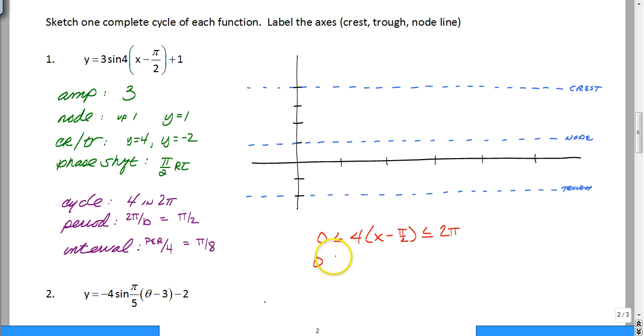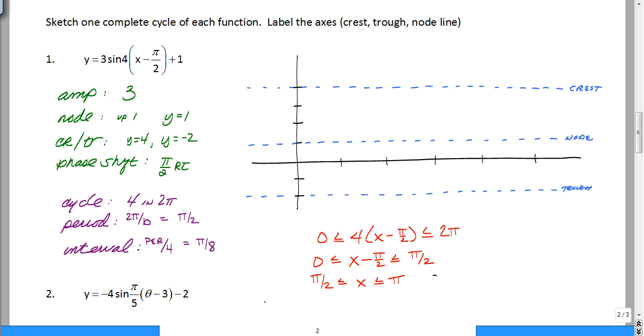So 0 divided by 4 is still 0, which is less than or equal to your x minus pi over 2, which is less than or equal to 2 pi divided by 4, which is pi over 2. To get x by itself now, we have to add pi over 2 to both the left and right. 0 plus pi over 2 is pi over 2, which is less than or equal to x, which is less than or equal to 1/2 pi plus 1/2 pi, which is just 1 pi.